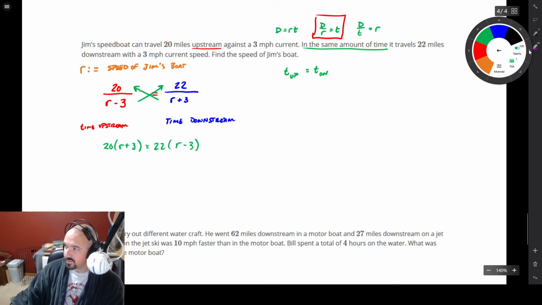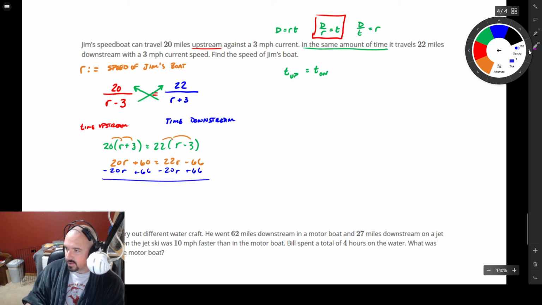And then from here, we just simply solve it out. So I'm going to distribute on both sides, get my R's on one side, get my numbers on the other, and solve. So I've got 20R plus 60 is equal to 22R minus 66. And then we'll go to blue. And I'm going to move my R's over to the right because it's going to leave them positive. So I'm going to subtract 20R from both sides. Then I'm going to add 66 to both sides to get both of my numbers on the left. 20R's eliminate, 66's eliminate, giving me 126 is equal to 2R. If I divide by 2, I get 63 is equal to R.